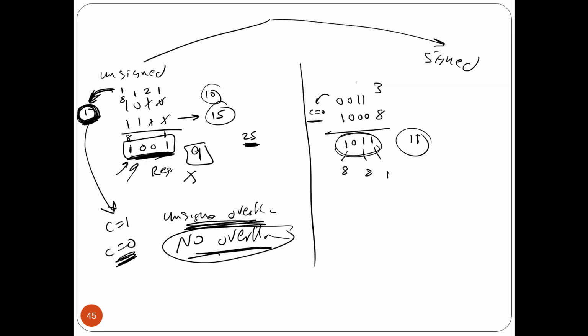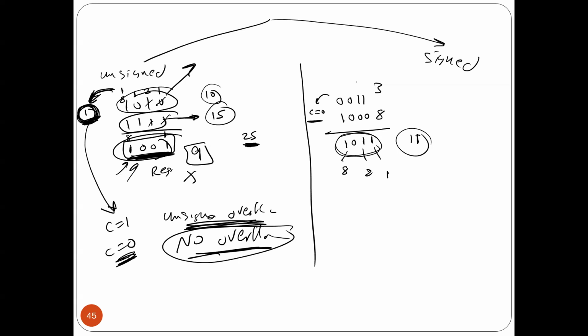I found some students overcomplicated the problem. What they did was convert this binary number to a decimal number, convert this one to a number, and then convert this one to a number. If the result is correct, there is no overflow. If the result is false, not correct, there is overflow. This is true, this is not false.